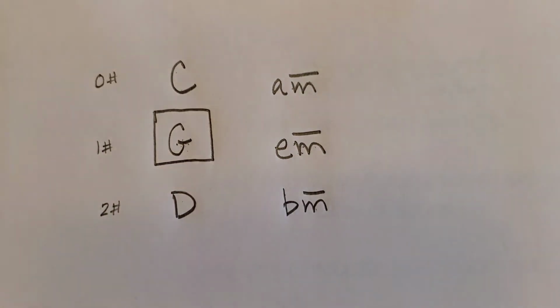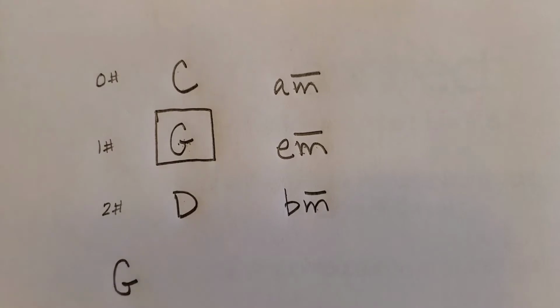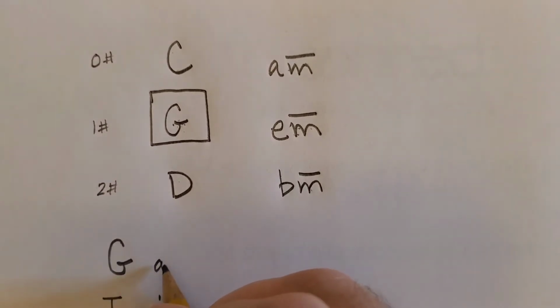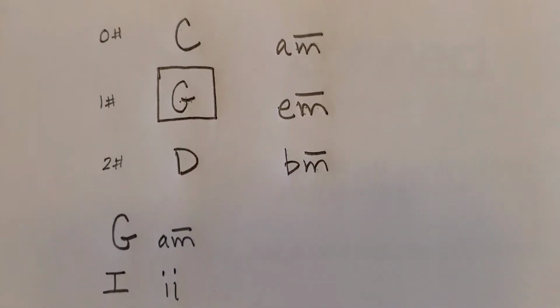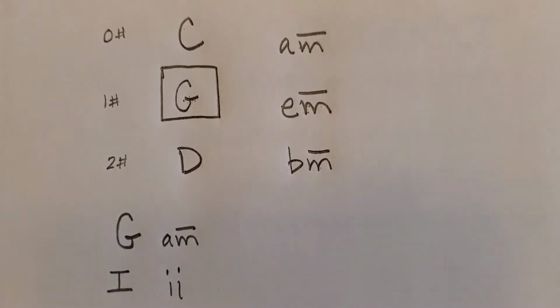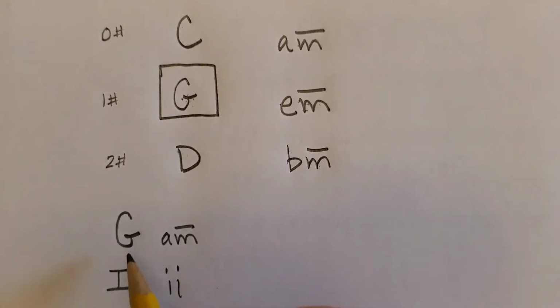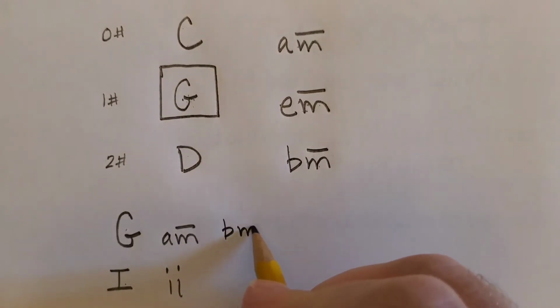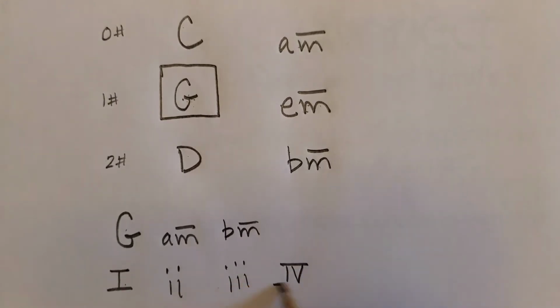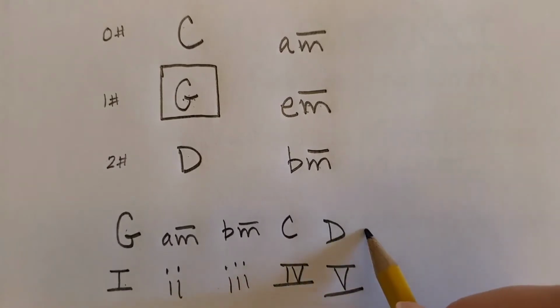But it also is a fact that if you start on G major and you write out all the diatonic chords in the key of G major, all of those major and minor triads are actually representative of closely related keys to the first key. So let me just finish that. 1 in the key of G is G, 2 is A minor, 3 is B minor, 4 is C major, 5 is D major, and 6 is E minor.